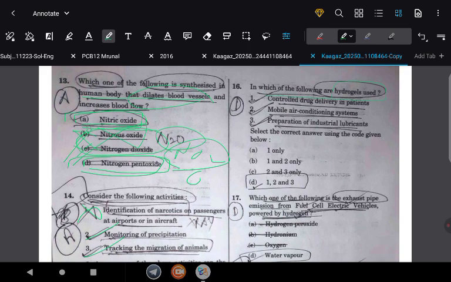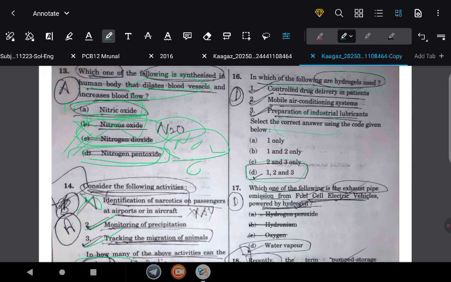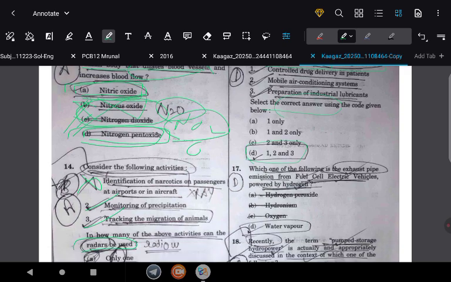And now let us move to our next question. In which of the following are hydrogels used? Controlled drug delivery in patients, mobile air conditioning, preparing of industrial lubricants. I just went with all three. I don't even know what hydrogels are, but yes, according to the majority of the coaching answer keys, this is right. This is what I'm talking about.